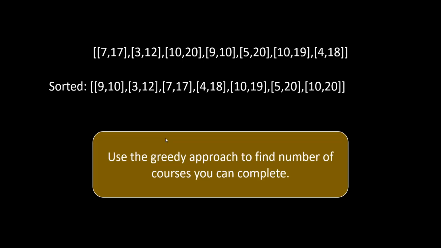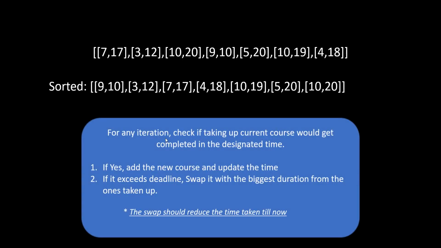So now what's the intuition behind this approach? The intuition is that for any iteration, I'll see whether I can complete that course in the given time frame or not. If yes, I can consider that course, and if not, then I can swap it with the biggest duration course that I have already taken up.